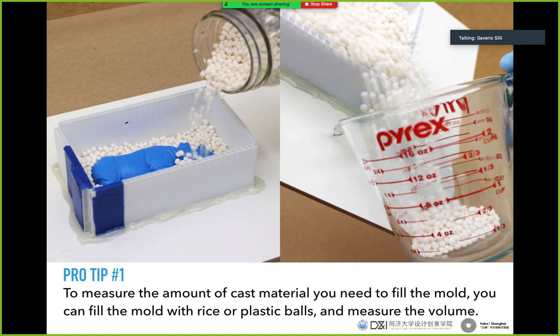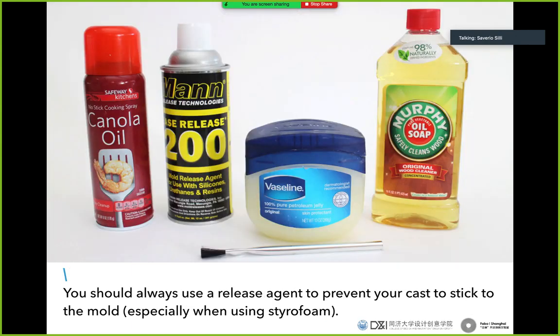Anyway, there are ways of telling the volume of silicone you need. You can use plastic balls, you can use rice, or if you made your mold with Fusion 360 or with Rhinoceros or any other software, you can just select the void part, make a Boolean difference, and let the software tell you the volume of that object.